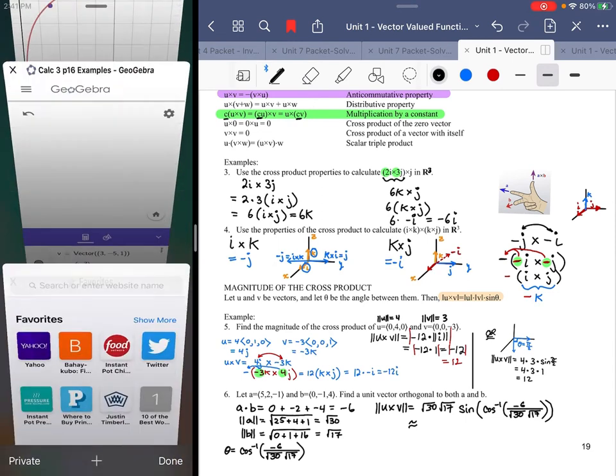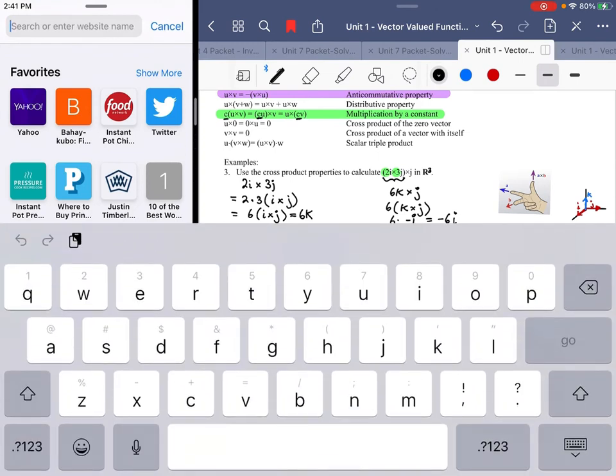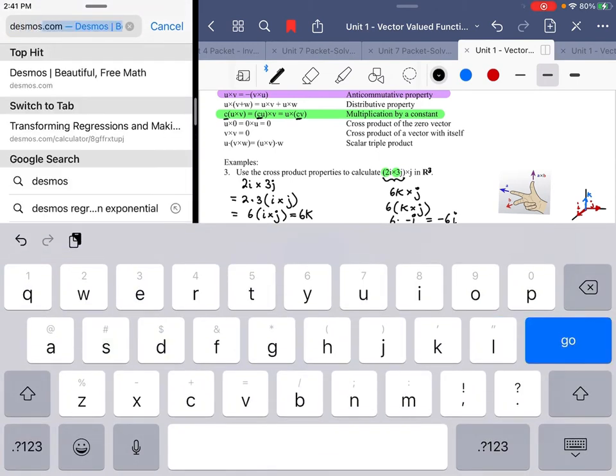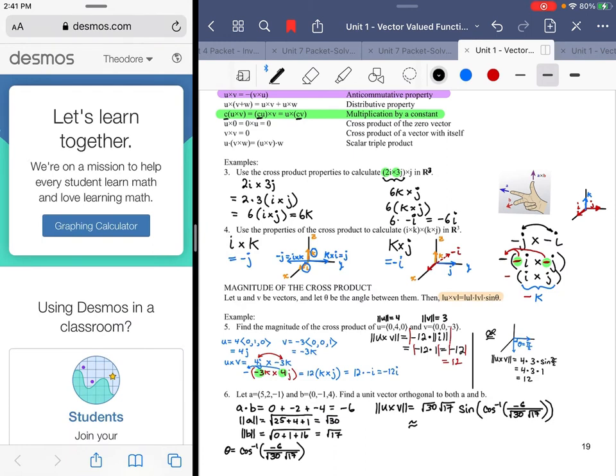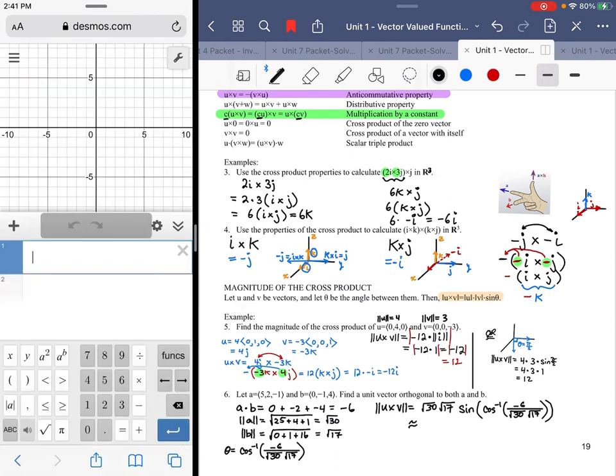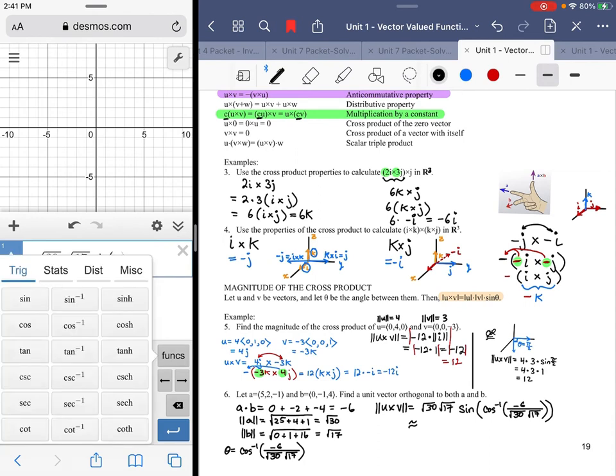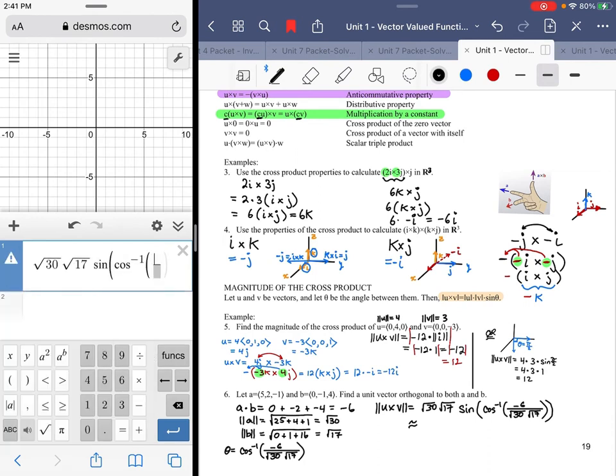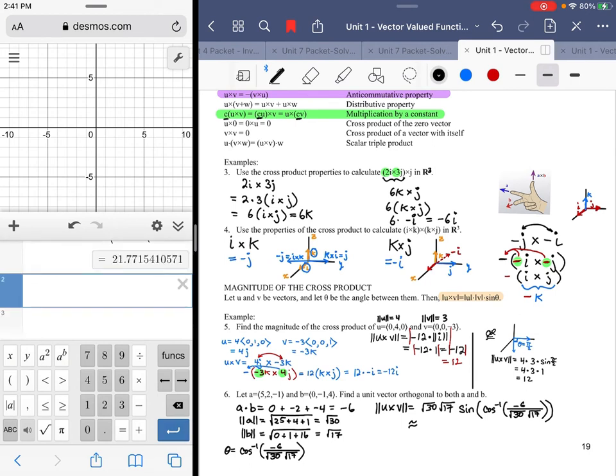All right, so I suppose if I'm going to go to a web page, I should probably indicate what the web page is going to be. So root 30, root 17, sine, cosine, inverse cosine, division -6 over radical 30, radical 17, close it up. All right. Not that it needed to because it already gave us the value.